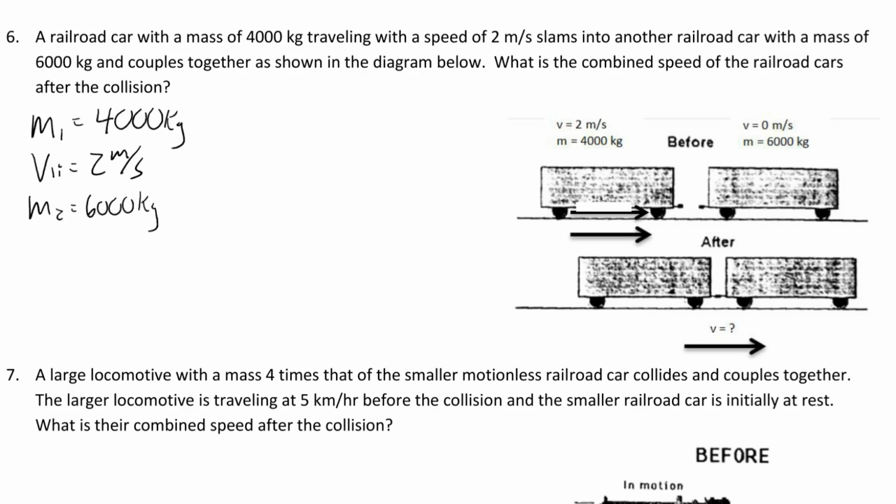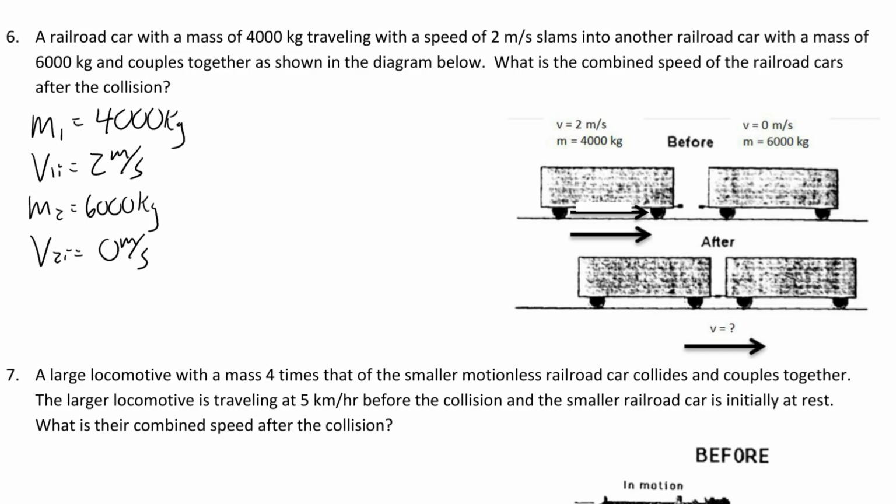So I guess that the second one is initially at rest. V2I is 0 meters per second. Does it say it in the problem? It doesn't really say it in the problem that the second cart is at rest, but you can see in the diagram that they're showing that it is.